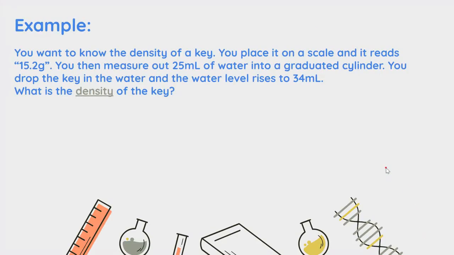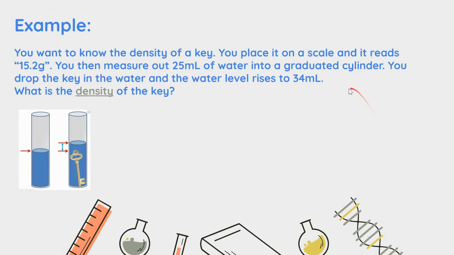You want to know the density of a key. So you place it on a scale and it reads 15.2 grams. You then measure out 25 milliliters of water into a graduated cylinder. After you drop the key in, the water level rises to 34 milliliters. But we want to know the density of that key. Here are three equations that can help you out. Go ahead and try to calculate the density of that key.